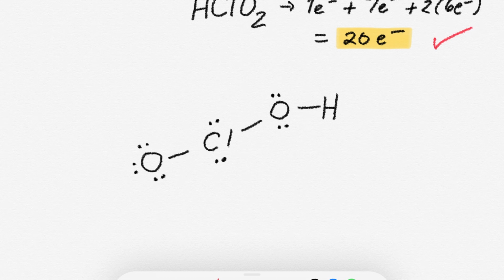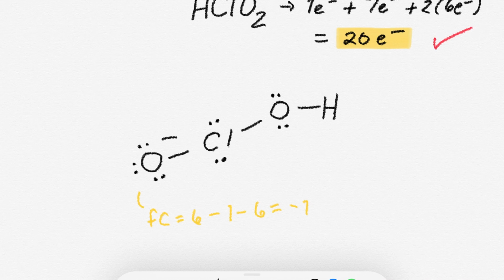Let's assign formal charges. So looking at our formal charges, for this oxygen, we have 6 valence electrons minus 1 shared pair minus the total number of electrons in lone pairs, which would be 6. So that comes out to be a total of -1. So now we know that this oxygen here will carry a slight negative charge.